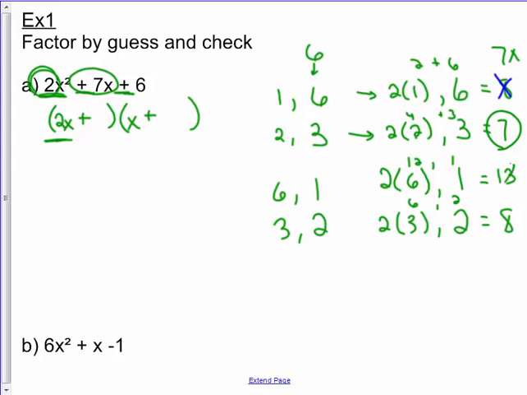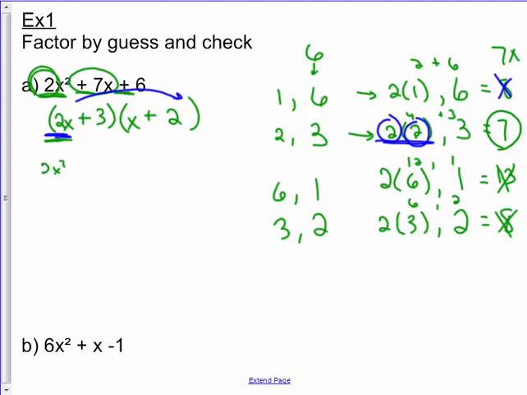So how do I get the 2 times 2? Well, the 2x has to multiply to the 2 here. So where does the 2 have to be located? There's my 2x, and it multiplies to the 2 over there. So I have to put a 2 there and a 3 there.